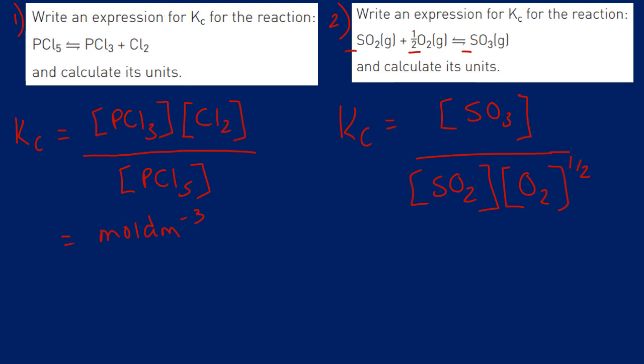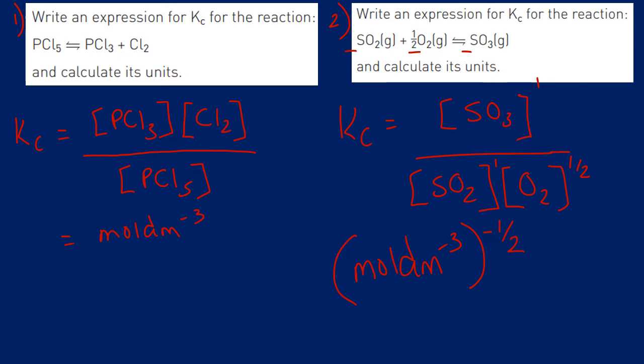How do we do the units? Well, the sum of the top is 1. The sum of the bottom is 1.5. So it's moles per decimeter cubed to the power of 1 minus 1.5. 1 minus 1.5 is a half. So, sorry, it's minus a half. 1 minus 1.5 is minus a half.